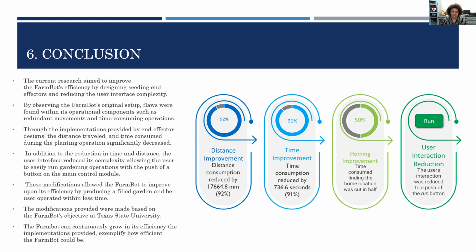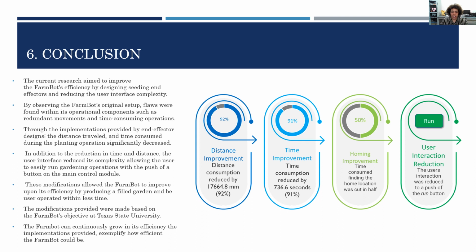The current research aimed to improve the FarmBot efficiency by designing seeding end effectors and reducing the user interface complexity. By observing the FarmBot's original setup, flaws were found within its operational components, such as redundant movements and time-consuming operations. Through the implementations provided by the end effector designs, the distance traveled was reduced by 92%, and the time consumed during the planting operation was reduced by 91%.